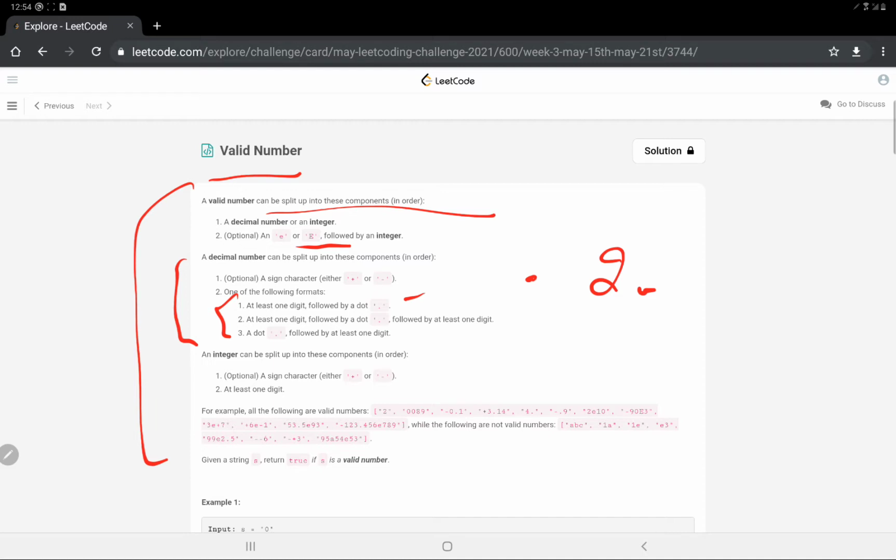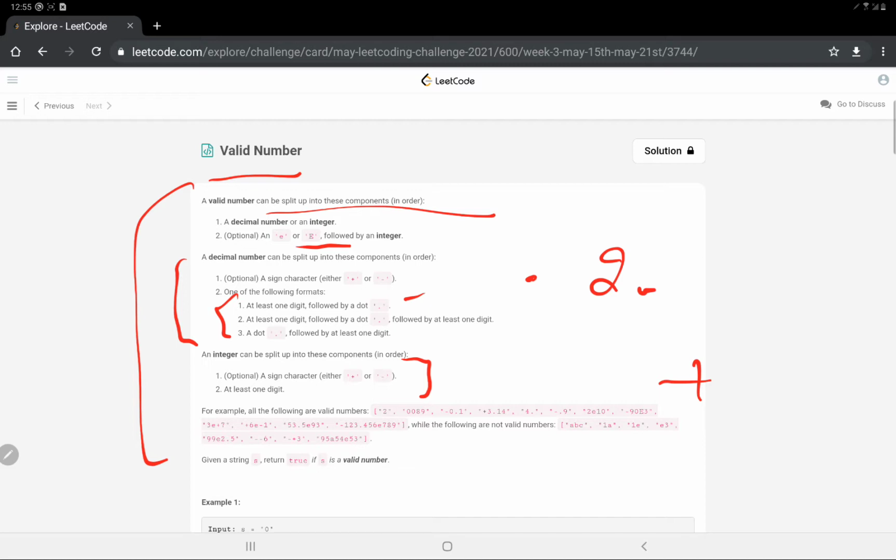One of the following formats: at least one digit followed by a dot, at least one digit followed by a dot followed by at least one digit, and a dot followed by at least one digit. And the second thing, for the integer: if it's a normal integer, then either a plus or minus sign and at least one digit.